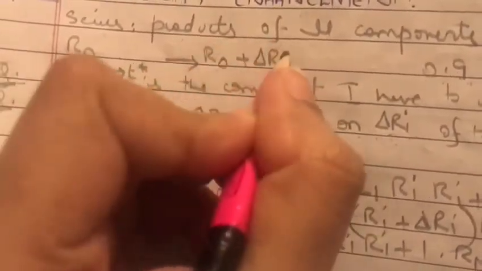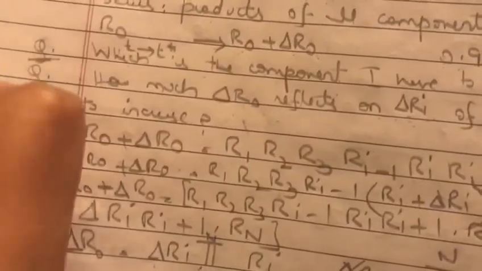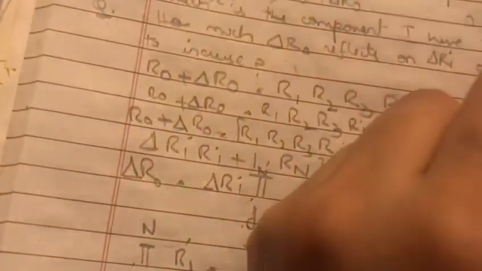So by enhancing our reliability, we have to find out first which component I have to work on, the component that has the lowest reliability, and by increasing delta R0, how it affects delta Ri of the component I have to increase. Suppose we have the component delta Ri that I have to work on. So how does it get affected?